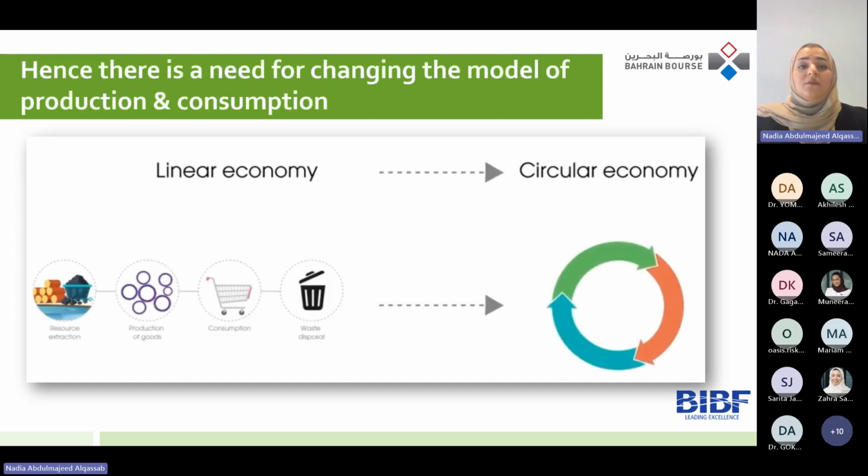So hence, there is a need. And I really like this slide because you see, I didn't write there is a want or there is a desire, there is a need. It's absolutely a necessity to shift to a circular economy. And it is a concept that the whole world is trying now to push through.